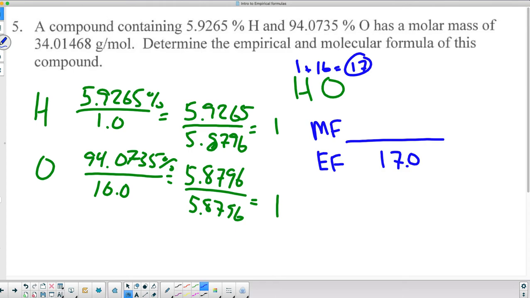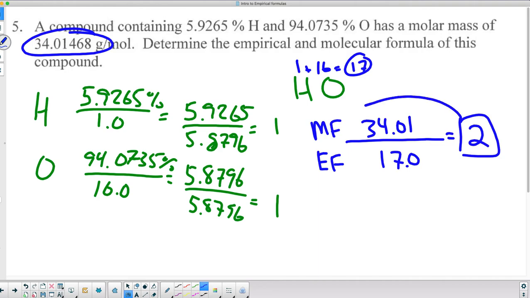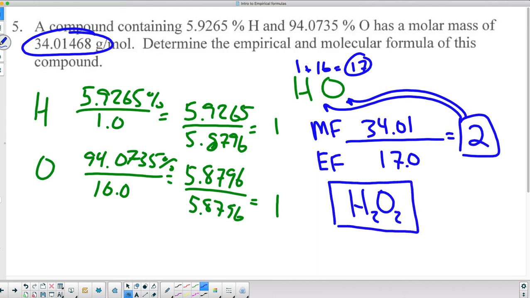Somewhere in the problem, you must be given the molecular formula's molar mass, and there it is, 34.016, blah, blah, blah. Okay, 34.01. That's close enough. When I divide these two, with the molecular formula on top and the empirical formula on the bottom, what I get is the magic number. This is the number that I multiply by the subscripts for H and the subscripts for O, which means that my molecular formula is H2O2, okay?